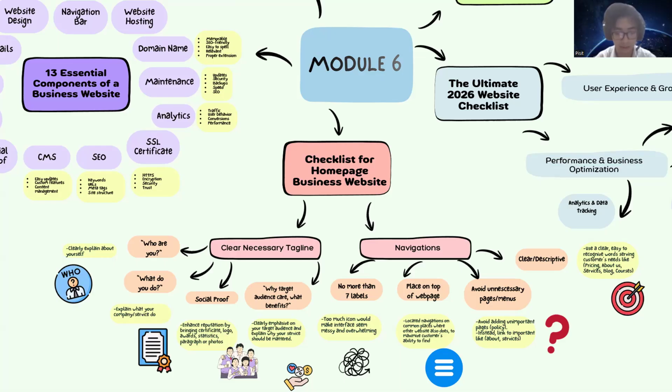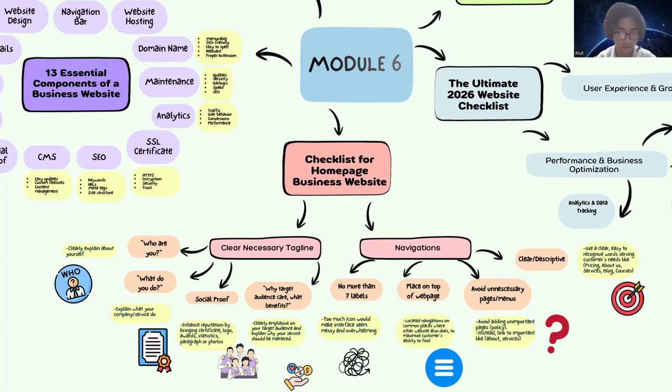The third is to try to avoid unnecessary pages or menus. Some websites make mistakes by adding unimportant pages or navigation, for example the policy pages, or anything about pages that are not really important. Instead, try to link to what your service does, what your company is about, something like that.